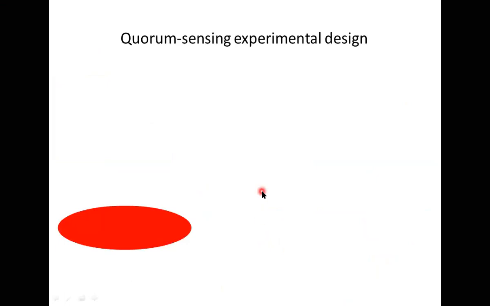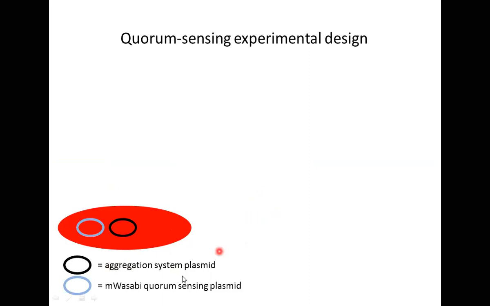To do this, we designed an experiment, as one does, and these bacteria had two plasmids in them. They had a plasmid with aggregation, and also a plasmid that was good for quorum sensing, or a plasmid which would trigger a quorum sensing response. For those of you who don't know what plasmids are, they're little pieces of DNA that you can insert into a bacterium and basically force the bacterium to do whatever you want. Once again, this is a gross oversimplification, but just kind of go with it.